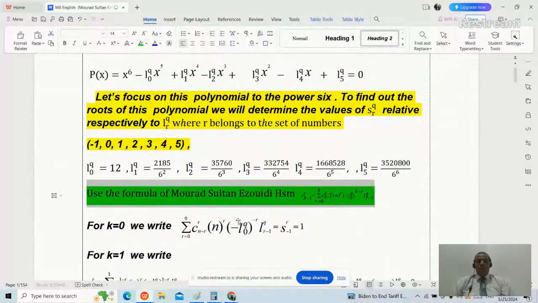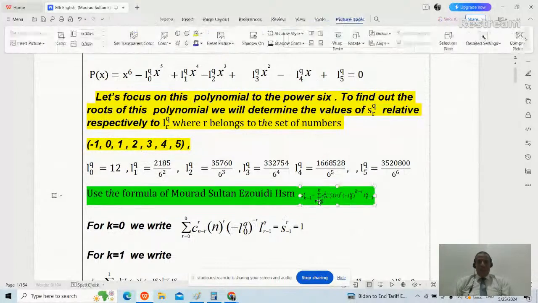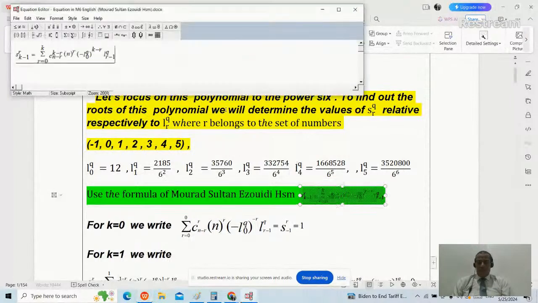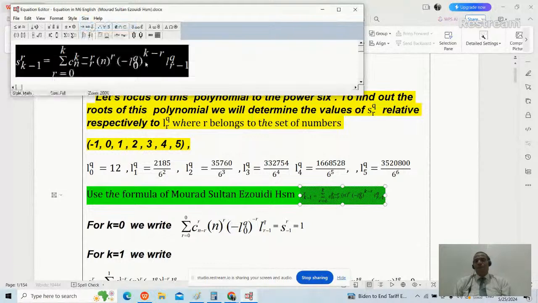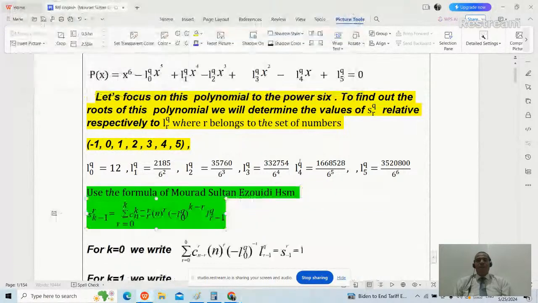Therefore, learners, I will try to show it in full size. Now I can do it like that. This is the formula of Mourad Sultan Ezouidi.